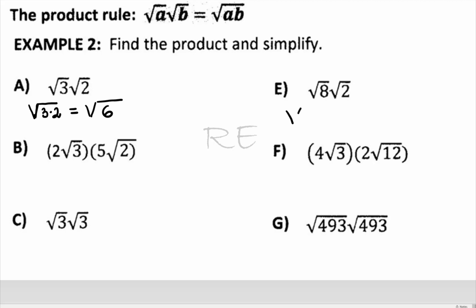Square root of 8 times square root of 2 is equal to square root of 8 times 2, which is square root of 16. And 16 is 4 times 4, therefore it's equal to 4.